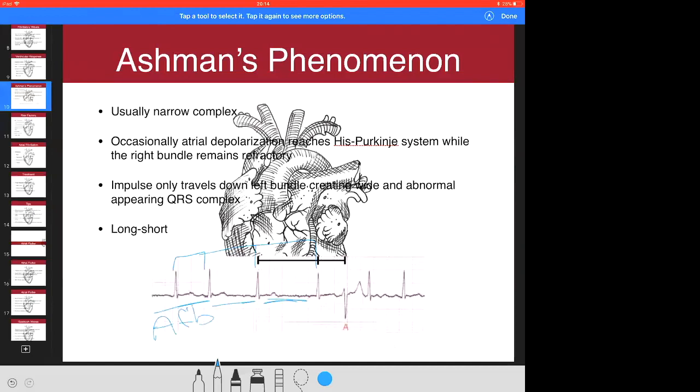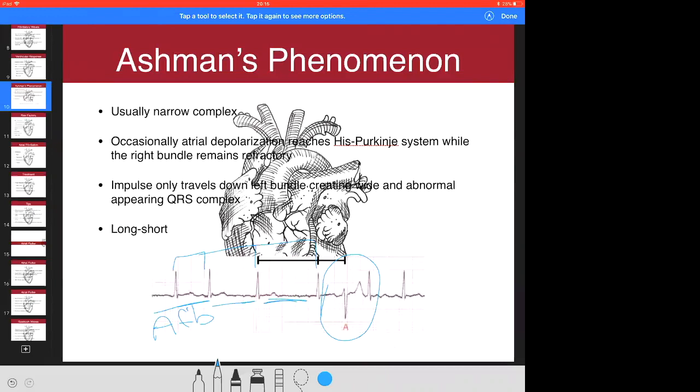Now, in atrial fibrillation, sometimes you're going to get these aberrant looking beats like this, and that's from something called Ashman's phenomenon. If you remember, the right bundle branch remains refractory longer than the left bundle branch. So as the impulse is coming from the atria, if it hits the AV node and travels down before the right bundle is ready, then you get an aberrant complex. And that's what's happening here.